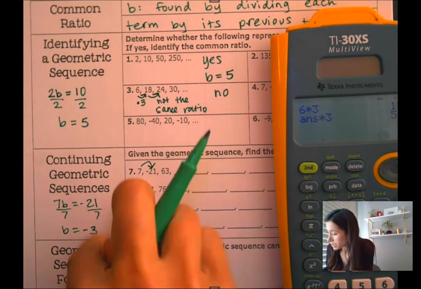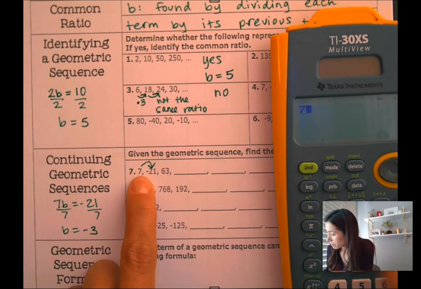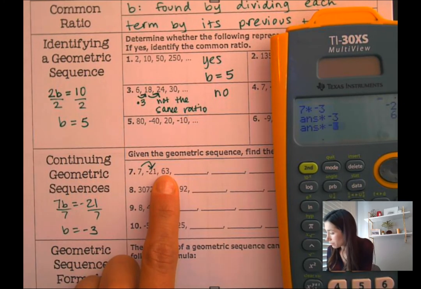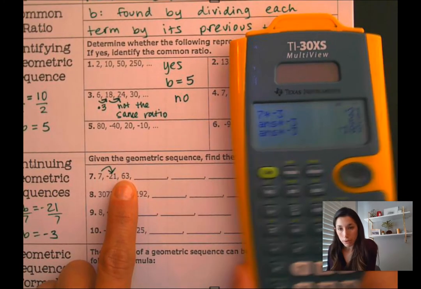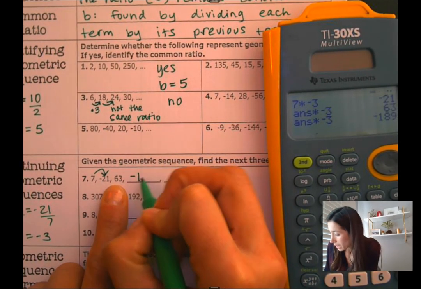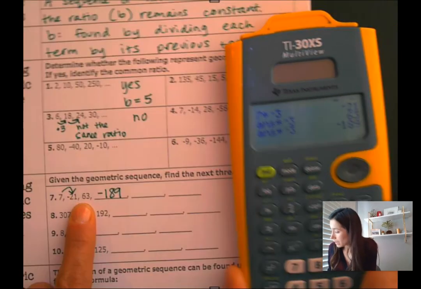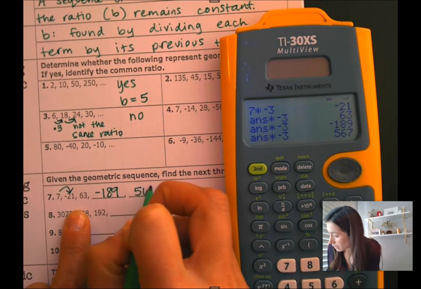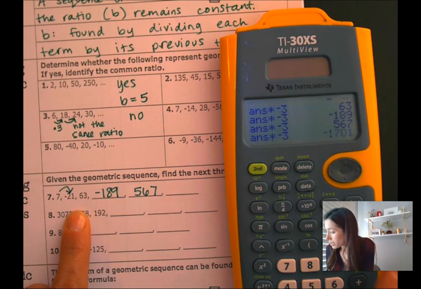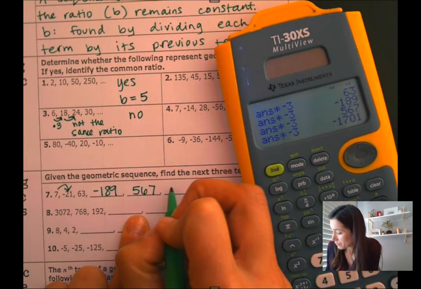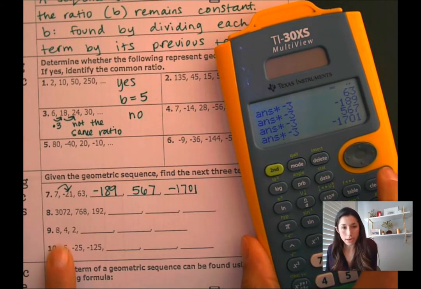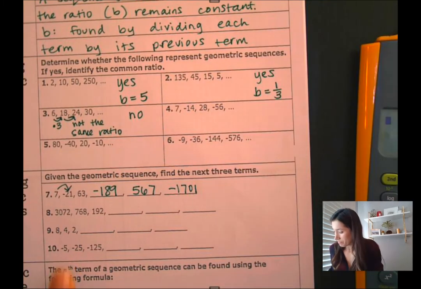So our common ratio is negative 3, so 7 times negative 3. Okay, that's negative 21. Let's times negative 3 again. 63 times negative 3, that would be negative 189. Let's multiply with negative 3 again. And let's multiply with negative 3 again. Okay, so you'll try questions 8, 9, and 10 on your own.